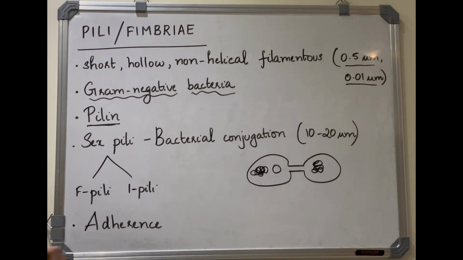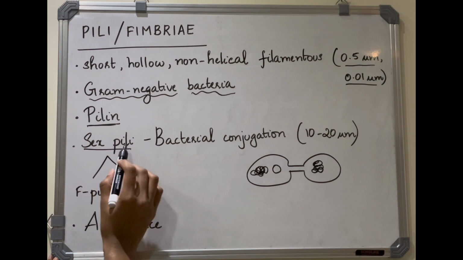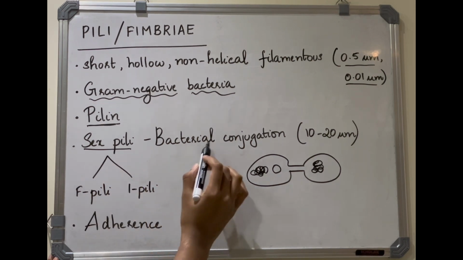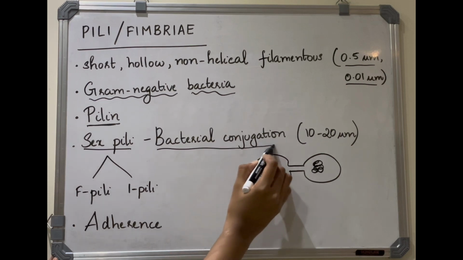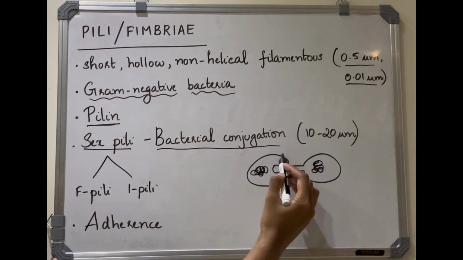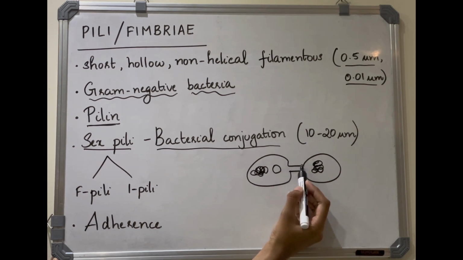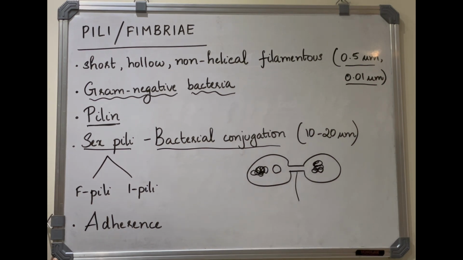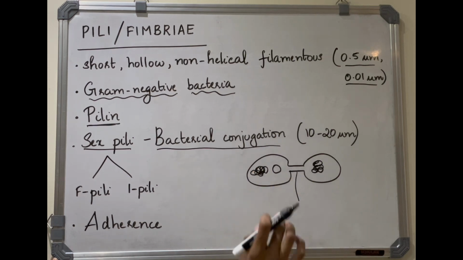Now there is a special kind of pili called sex pili. The sex pili are involved in the bacterial conjugation process. So what is this bacterial conjugation? It is the transfer of genetic material between two bacterial cells that occurs by direct cell-to-cell contact or by formation of a conjugation bridge. This conjugation bridge is formed for the transfer of the genetic element.